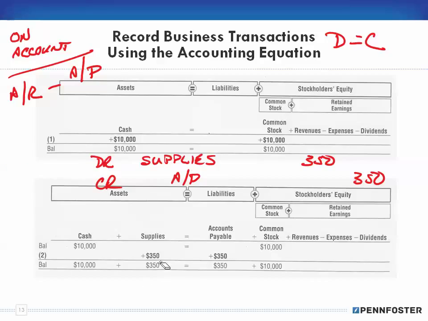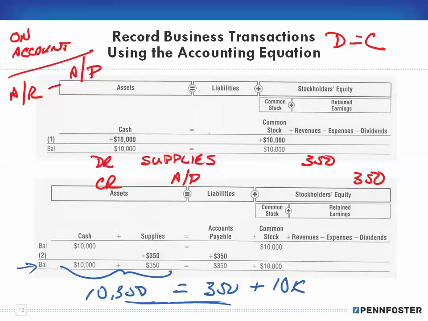All right, so now, also notice that here it's showing the balances in the account, meaning it's giving a running balance. Okay, so when I look at my assets, my total assets at this point in time is the 10,000 plus the 350, or $10,350. Then that's equal to my liabilities of 350 plus my equity of 10,000. So my accounting equation stays in balance.